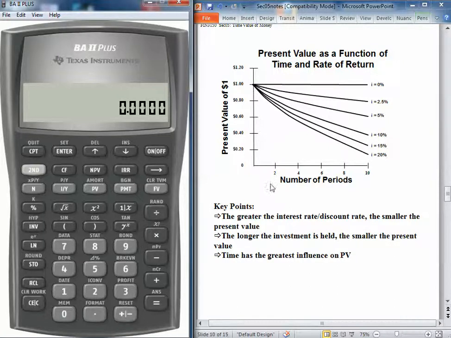The longer the investment is held, also the smaller the present value. So the relationship between the present value and time and the relationship between the present value and rate of return are inversely related. Time, once again, has the greatest influence on present value.